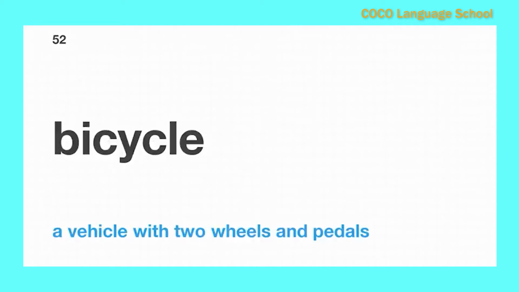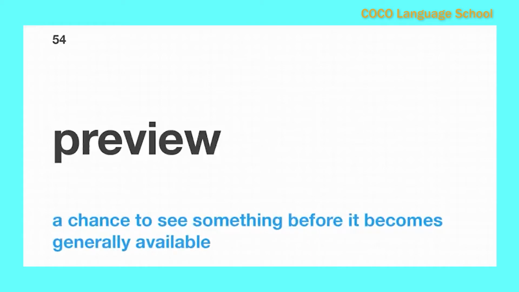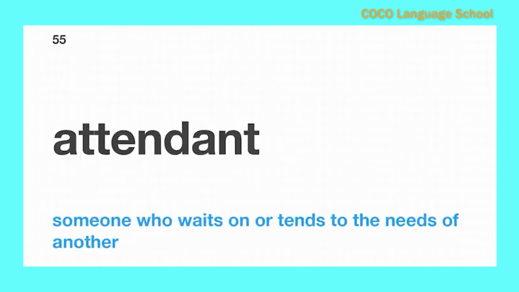A vehicle with two wheels and pedals. Bicycle. Officially tell someone some information. Notify. A chance to see something before it becomes generally available. Preview. Someone who waits on or tends to the needs of another. Attendant.